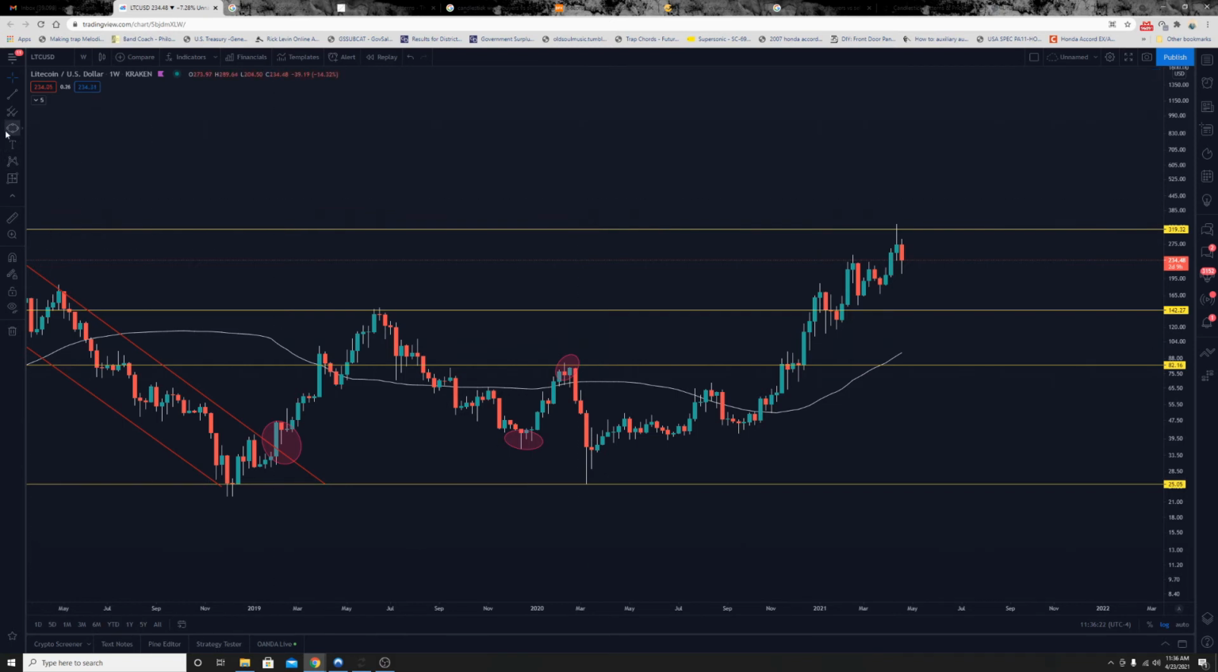And then we got another wick. We're buying here. Look at this wick, and look at the key level. We're buying.